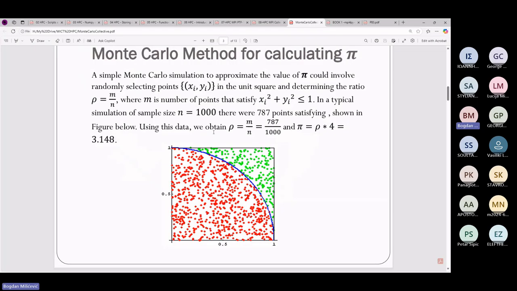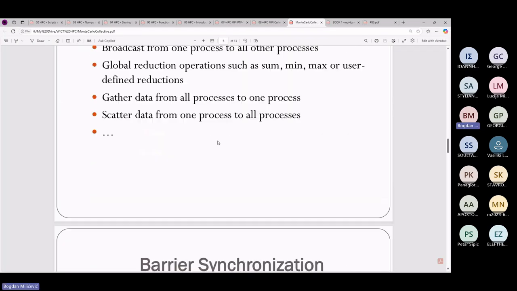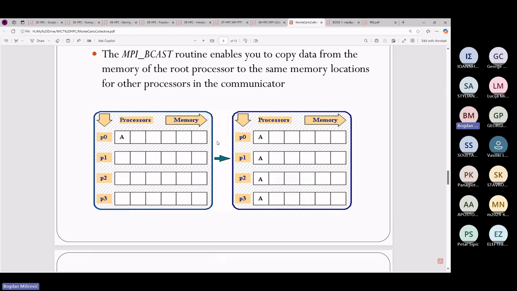So this is broadcast. I think I have some. Yeah. So process 0 has the data. And then if it broadcasts, everybody else will also have this data A. This could be one single element, this could be one array, or whatever.